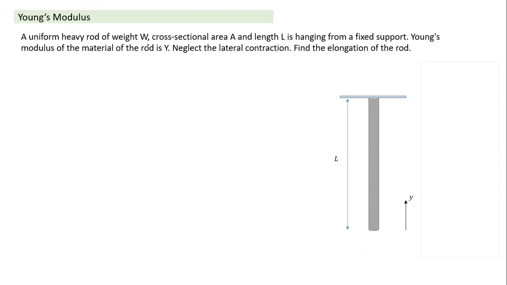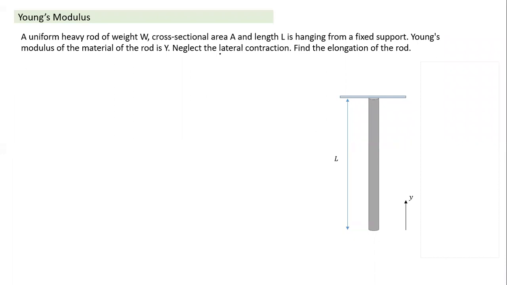A heavy rod of weight W, cross section A, length L is hanging from a fixed support. So this weight is suspended. Young's modulus is Y. Neglect lateral contraction. Basically, what happens if you take a piece of rubber and stretch it? It undergoes significant deformation. If you notice, the cross section of rubber also will contract. So whenever one dimension increases, some other dimension may decrease, which we will come to at the last, which is Poisson's ratio. So in this case, we neglect lateral contraction.